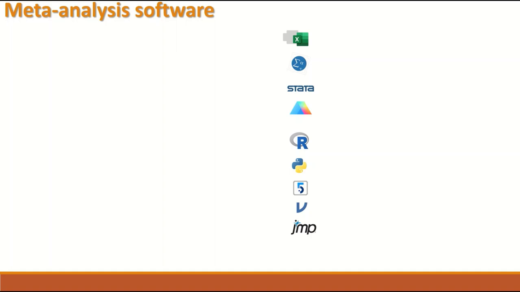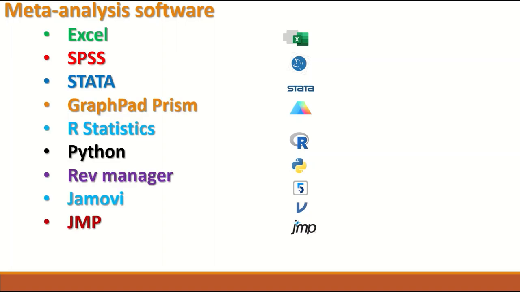Now, what software can I use to do a meta-analysis? Well, there are several. The easiest one is Excel. If you have the formula or the equation for each statistical test, then Excel is the one to go for. Or there are several software packages that have the meta-analysis function or statistics already pre-installed, such as SPSS, Stata, GraphPad Prism, R Statistics, Python, RevMan.